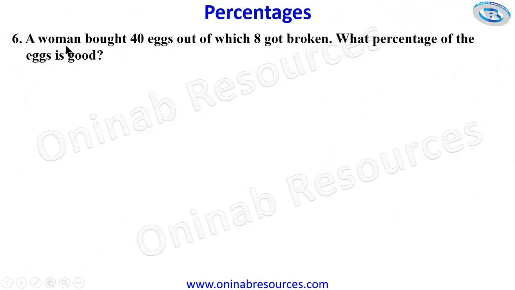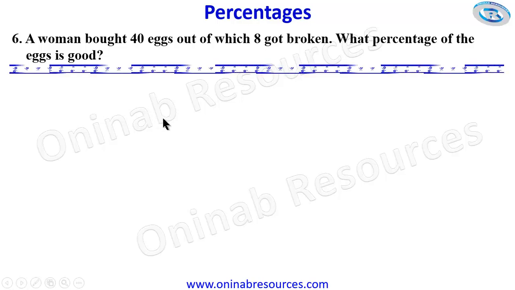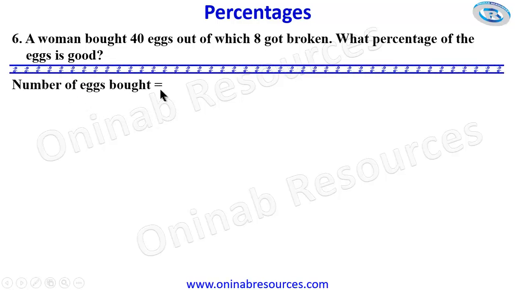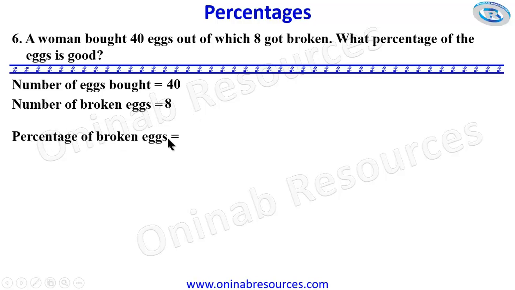For problem 6, a woman bought 40 eggs, out of which 8 got broken. What percentage of the eggs is good? So we start the solution of the problem. Number of eggs bought is 40. The number of broken eggs is 8. So the percentage of broken eggs now will be 8 over 40 times 100% over 1. 0 goes with this 0, and 4 goes into 4 gives 1, 4 goes into 8 gives 2, 2 times 10 gives 20%. So 20% of the eggs got broken.